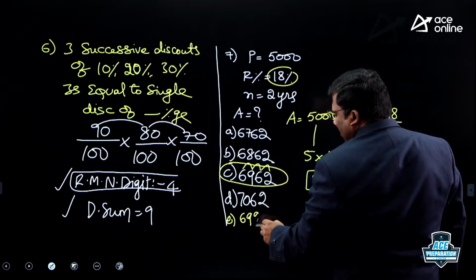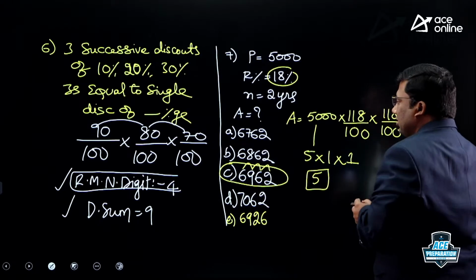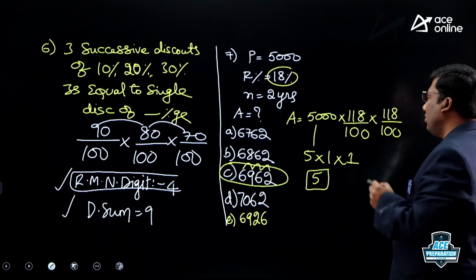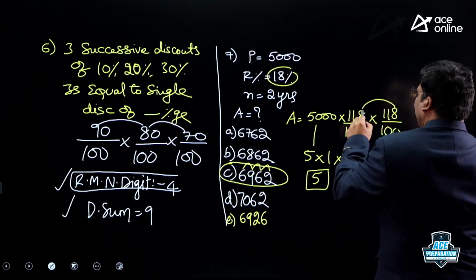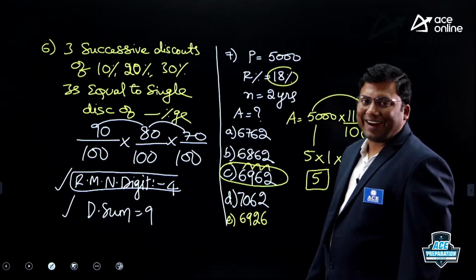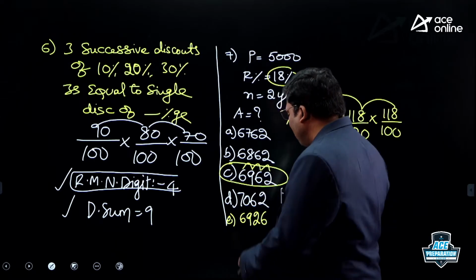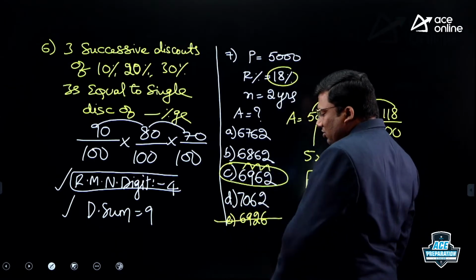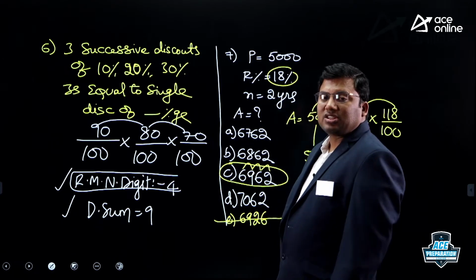6926, same digital sum if it is there. 6926, what will you do? 8 8s are 64, 4. 4 5s are 20, 20, what is the rightmost non-zero digit? 2. How can it be 6926?